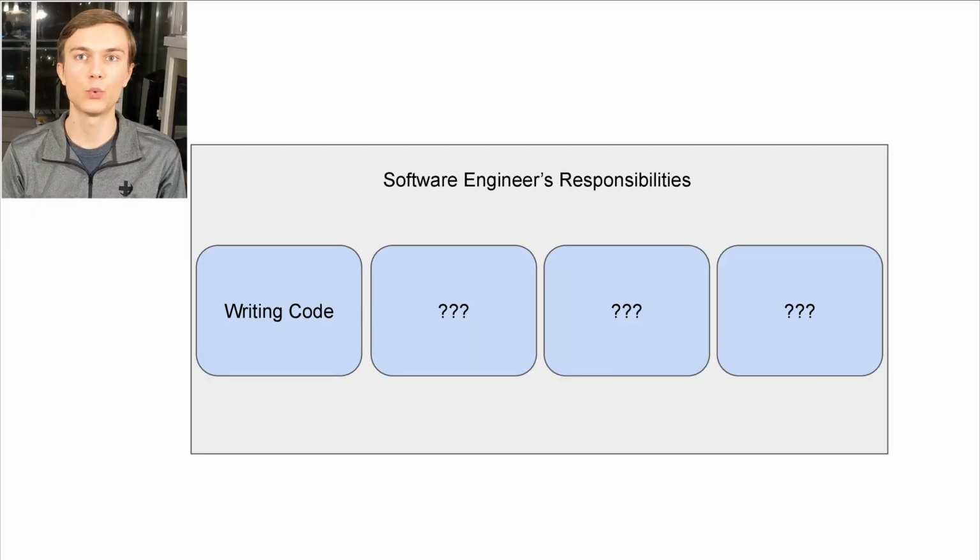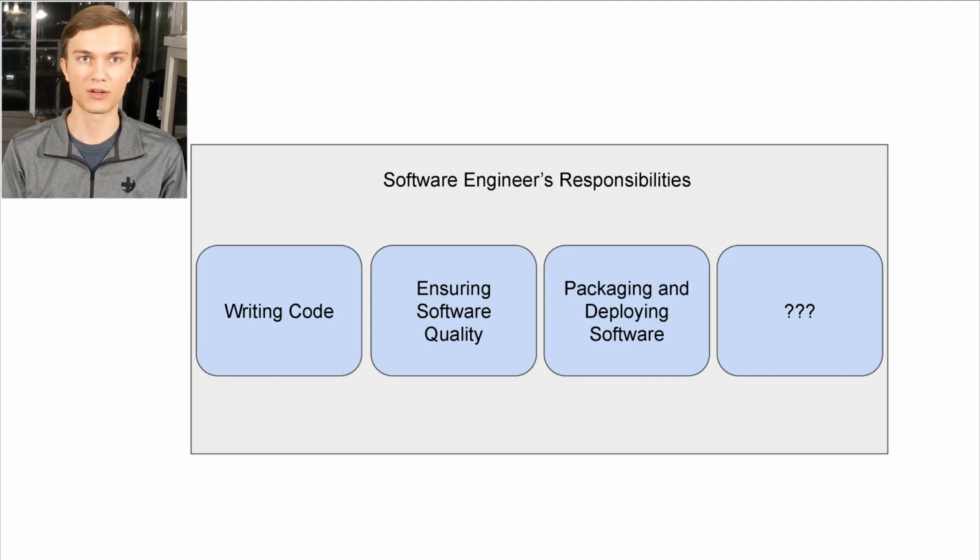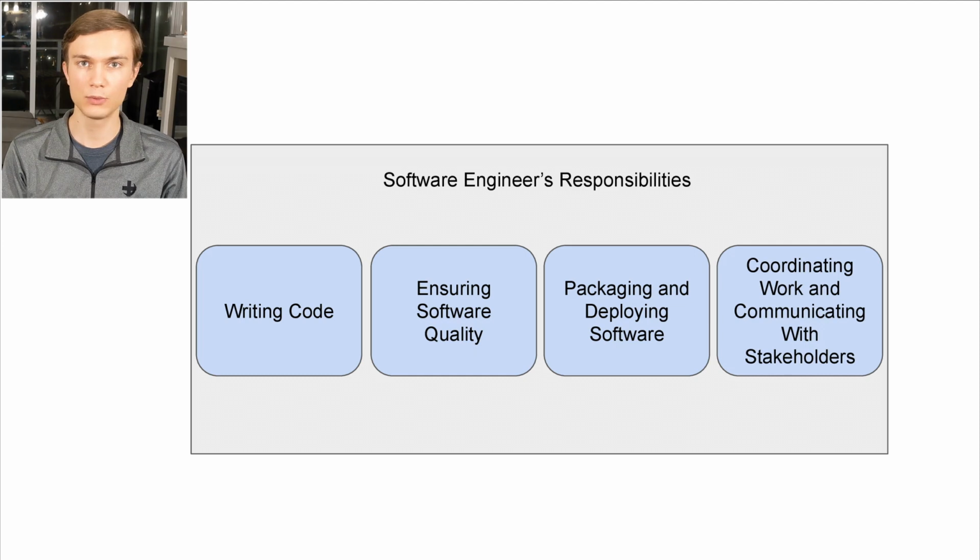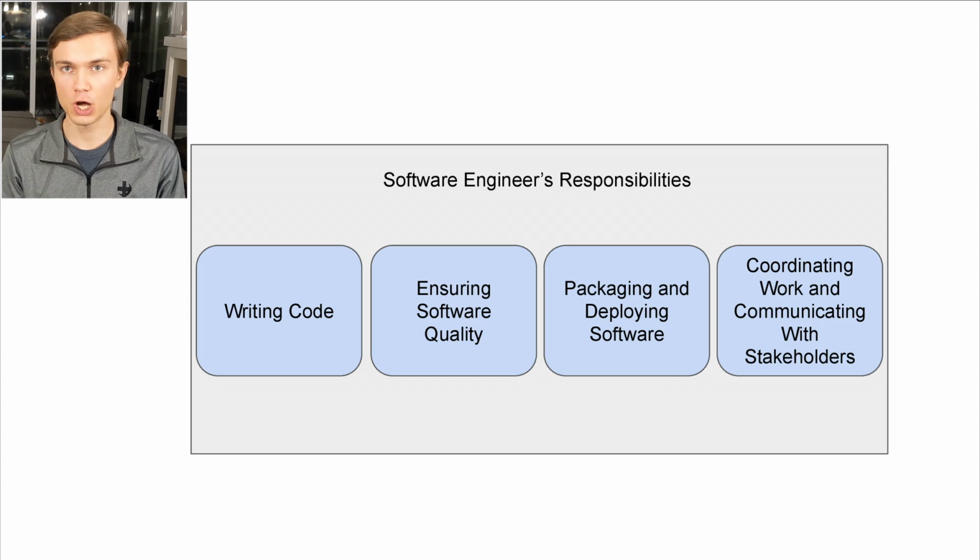When it comes to software engineering, actually writing code is just one part of your job, and typically it does not take the majority of your time within that role. The other tasks that you often have to deal with are ensuring the quality of your software, packaging and deploying your software, and finally coordinating work between teams and communicating with stakeholders. Believe it or not, there are many tools involved in each of these tasks that I want to bring up to your attention. So let's go through each part of the software engineering job and discuss some of the tools that are used to accomplish them.